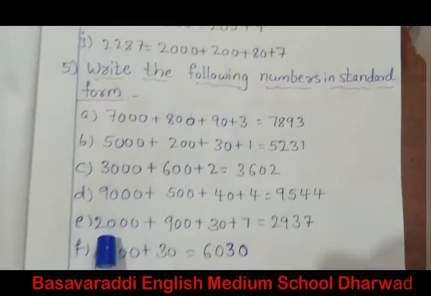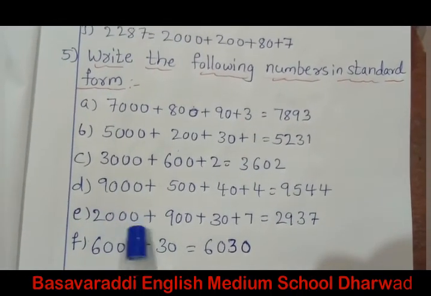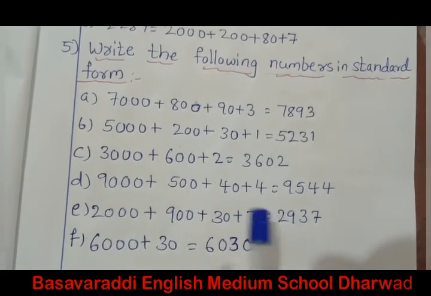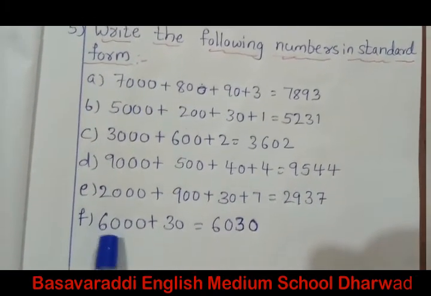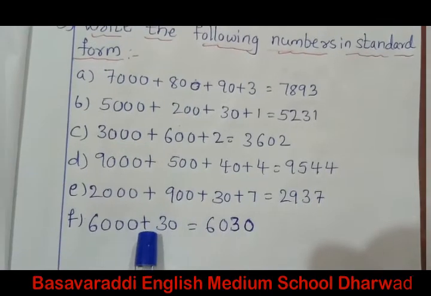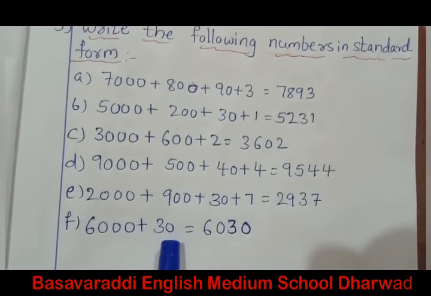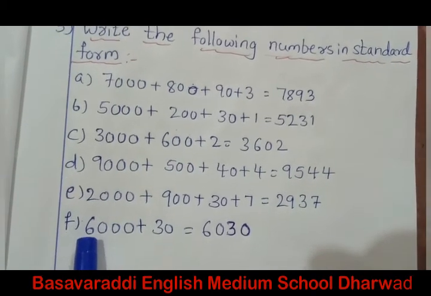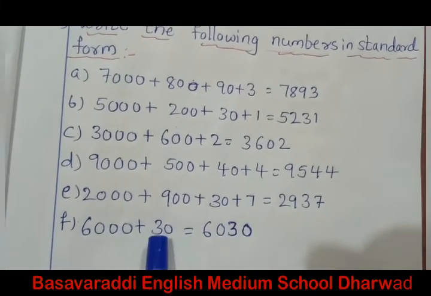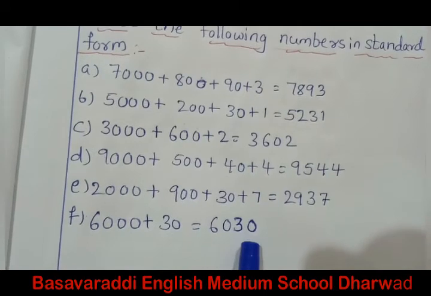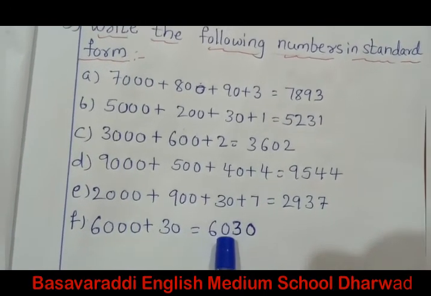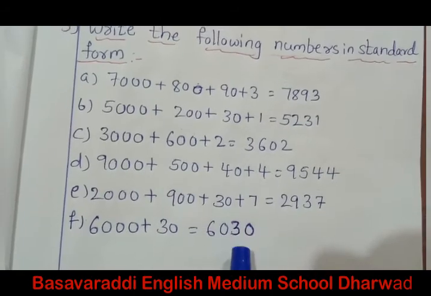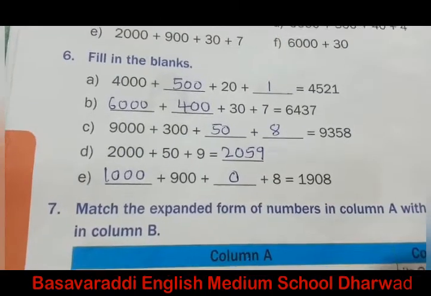9544. Now 2000, 3 zeros, 2 zeros, 1 zero. 2937. Here it is 3 zeros, 2 zeros is missing, 1 zero is there. So ones place is nothing. So 6030. 6000, the 100 place is nothing there, and ones place is nothing. So we have to write down 6030. Sixth one, fill in the blanks.